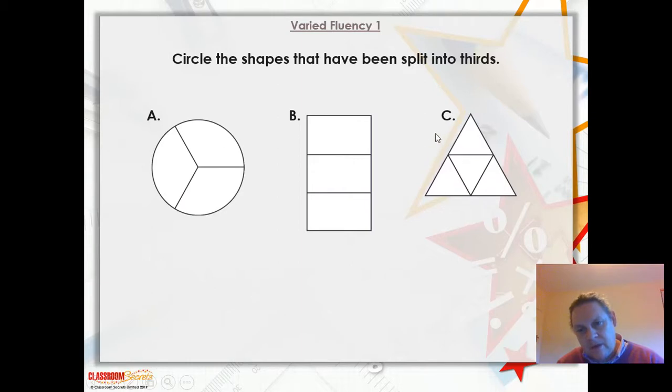What about C? How many pieces has it been divided into? 1, 2, 3, 4. It's 4 pieces. They're all equal pieces. But is this thirds then? If it's divided into 4 pieces, is it thirds?